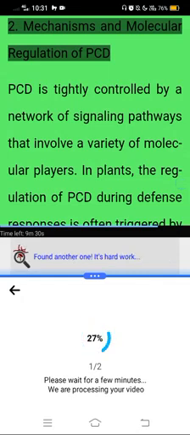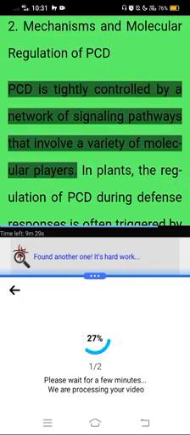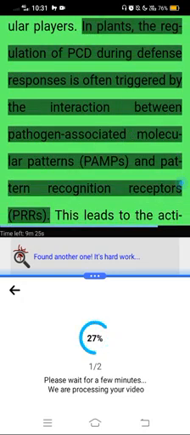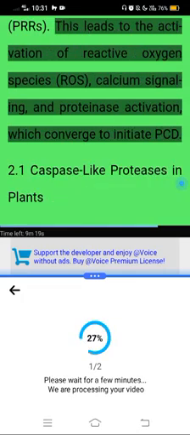2. Mechanisms and molecular regulation of PCD. PCD is tightly controlled by a network of signaling pathways that involve a variety of molecular players. In plants, the regulation of PCD during defense responses is often triggered by the interaction between pathogen-associated molecular patterns (PAMPs) and pattern recognition receptors (PRRs). This leads to the activation of reactive oxygen species (ROS), calcium signaling, and protease activation, which converge to initiate PCD.